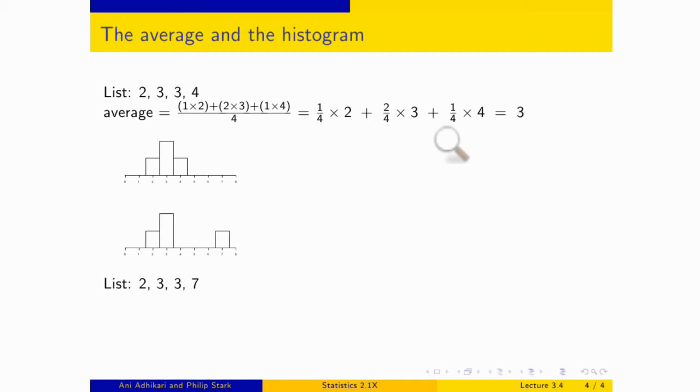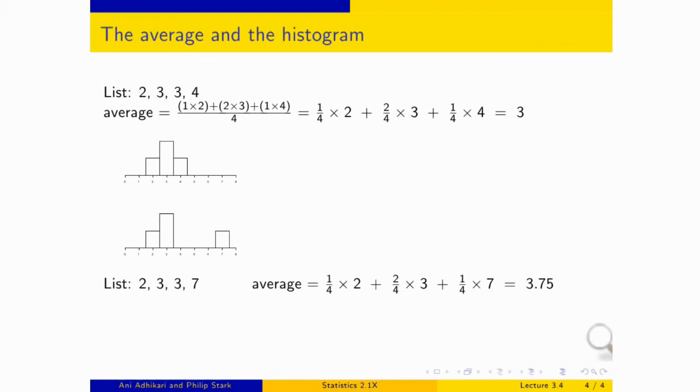The point is to notice what happens in this situation where I've dragged the 4 out to the 7. Then you can calculate the average just as we did up here. 1/4 2s plus 2/4 3s and 1/4 7, and you get 3.75. And how is that helpful? Well, it's clear by picture that this histogram is symmetric about the point 3, and it's no surprise that both the median and the average are 3.